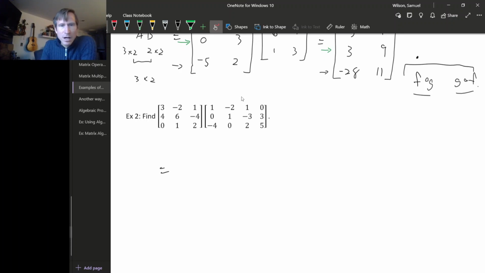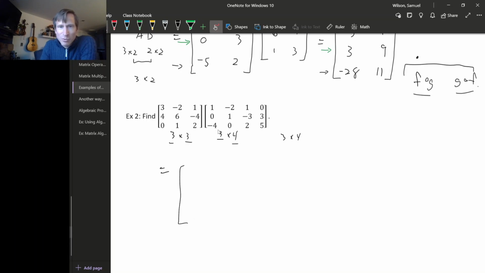Just to see what the sizes are going to be, this one's 3 by 3, this one's 3 by 4, so this matrix product is defined because the inside sizes match, and so the product will be the outside sizes, 3 by 4, right? Okay, so what are we going to get?